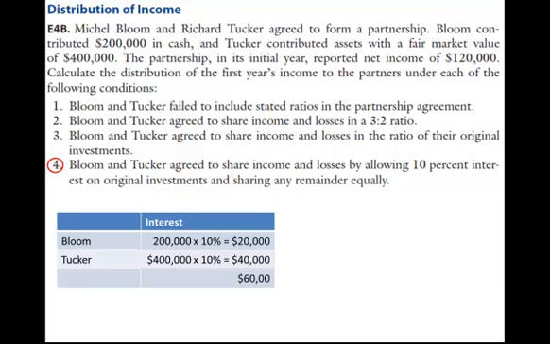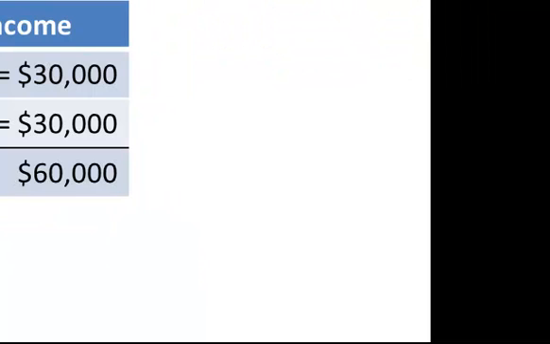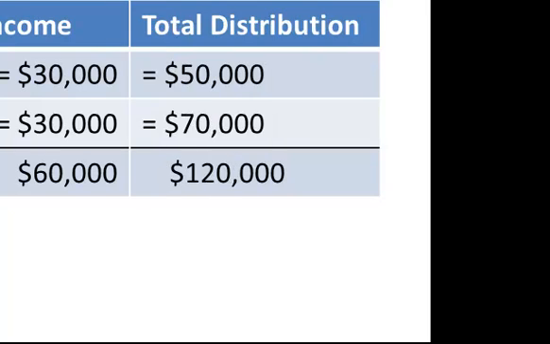So by giving Bloom $20,000 of the net income and Tucker $40,000 of the net income based on the 10% of their original investments, we have already accounted for $60,000 of the $120,000. That means there is $60,000 left. After we distribute the income based on the 10%, we share the remainder equally. So they will each get half of the $60,000, which is $30,000 to each of them. That gives Bloom a total of $50,000 and Tucker a total of $70,000, which ends up being the total distribution of our $120,000 in net income.